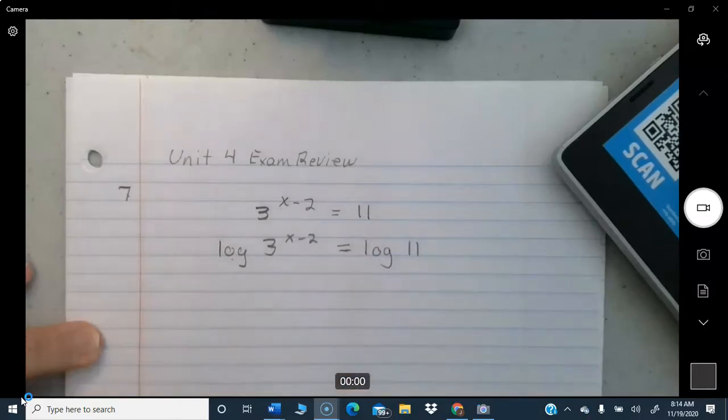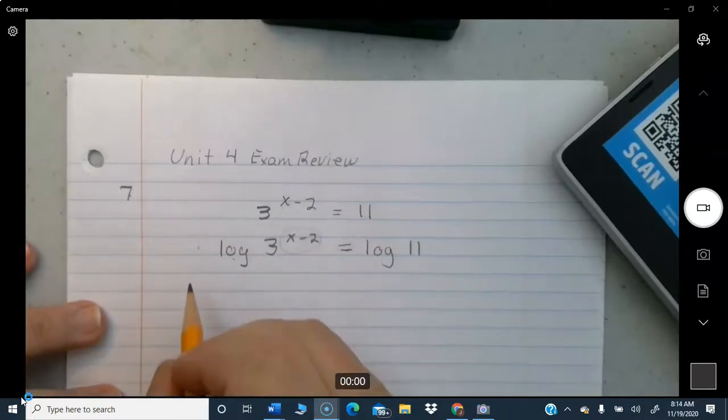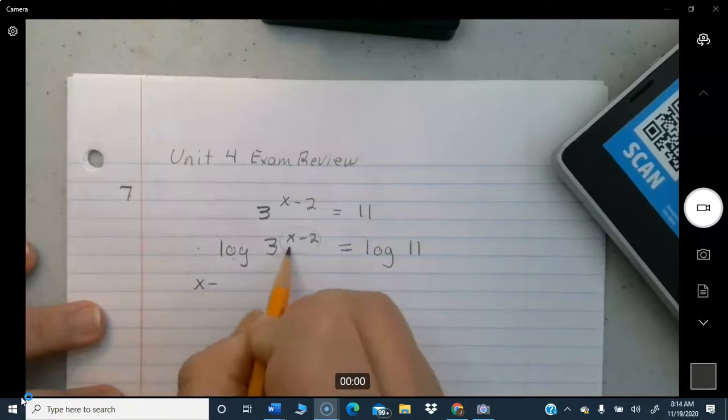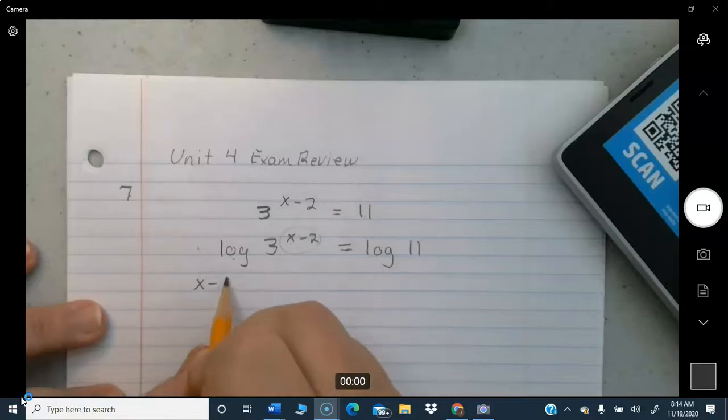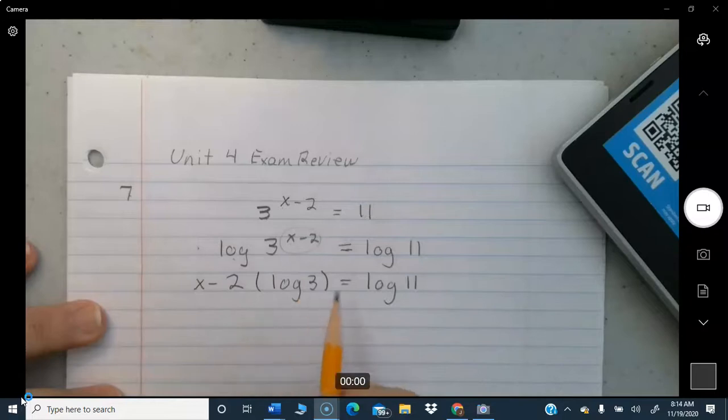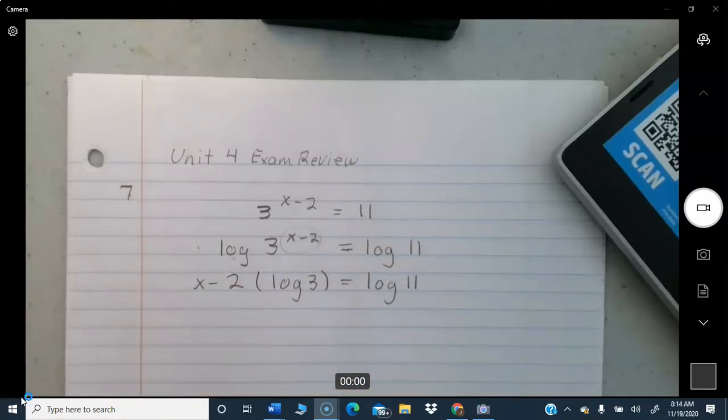Okay, so we use the rule that says you can take this exponent and pull it out into the front like that. It doesn't have to be just a single letter or single number. It can be a binomial. It could be anything that's in the exponent. Okay, now we get our calculator out and calculate the log of 3.